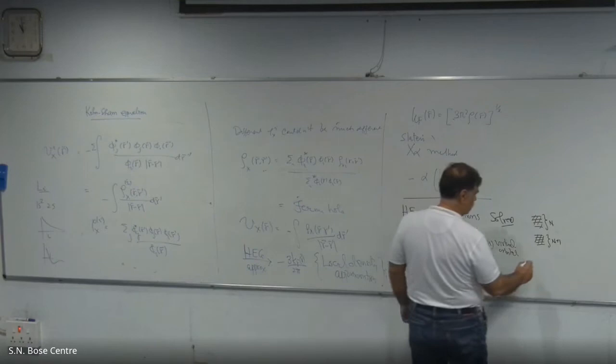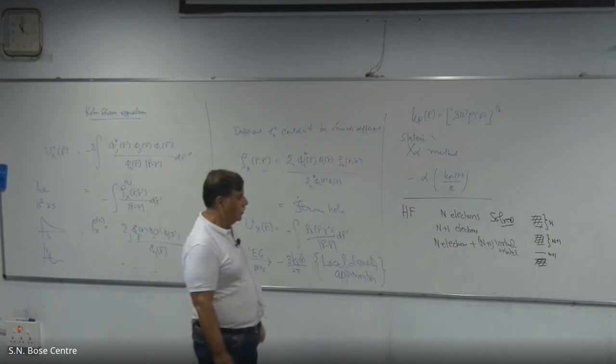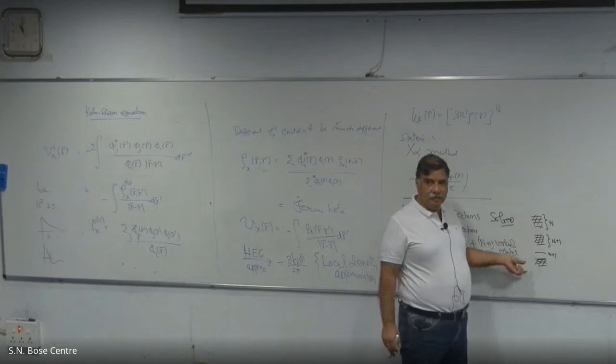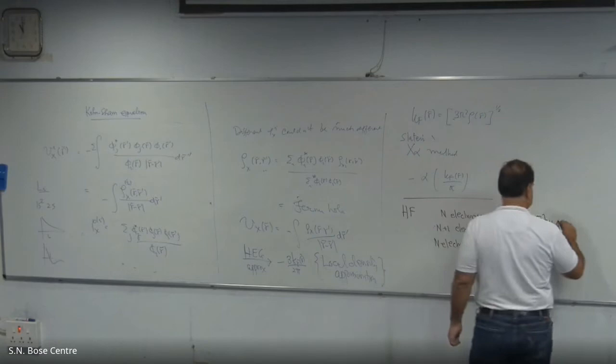So in the third case, you are doing this, and this is n plus 1. And the wave function is not similar to the above two. What do you mean the wave function is similar to the above two? This is the same as this. After having obtained these orbitals, I am solving for this. I do this first, and then I do this.